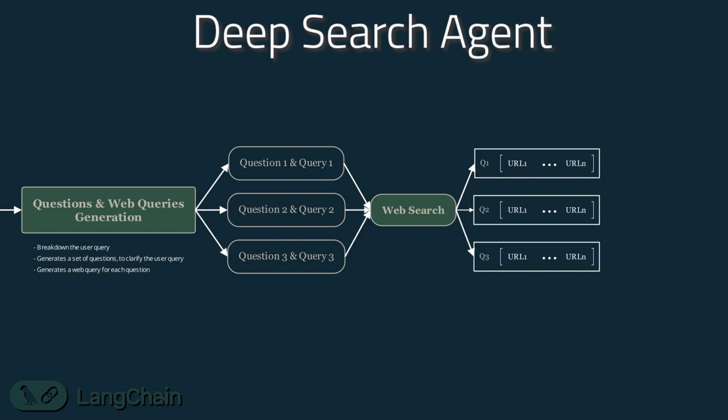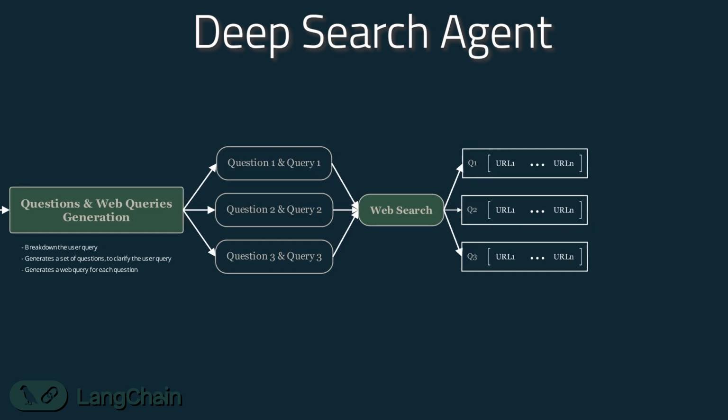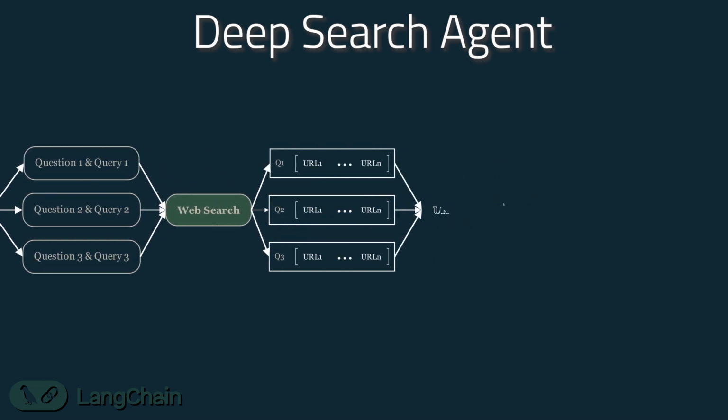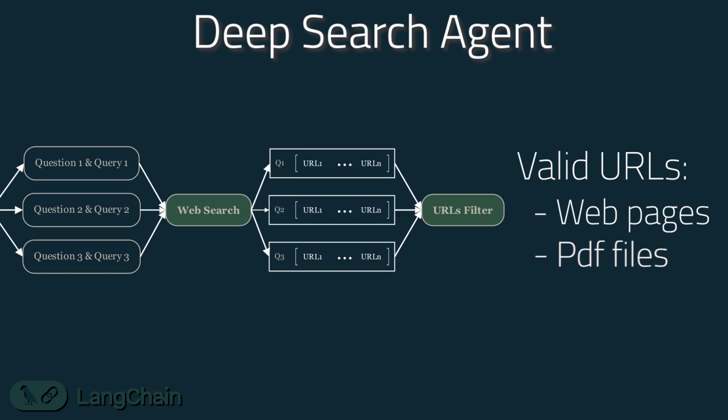And as an output, we will have the generated URLs list. So this list may contain invalid URLs or URLs that point to media files. So we naturally need to filter out the unwanted URLs. So I chose to keep only working URLs that point to an HTML web page or a PDF file.